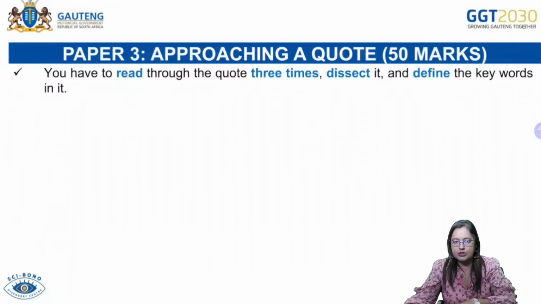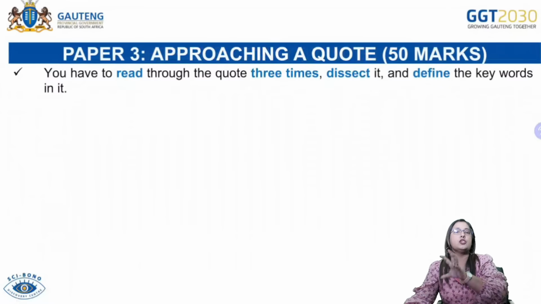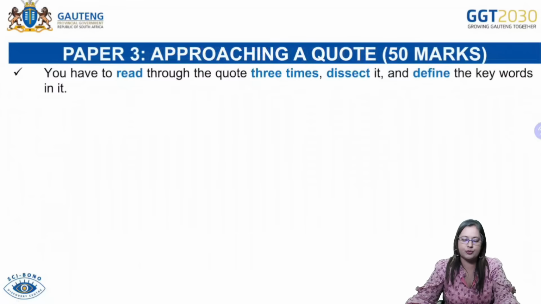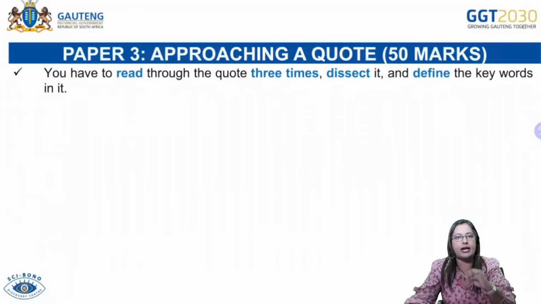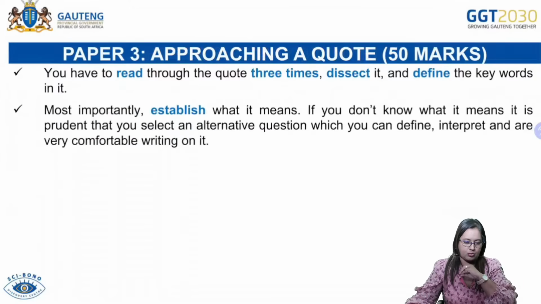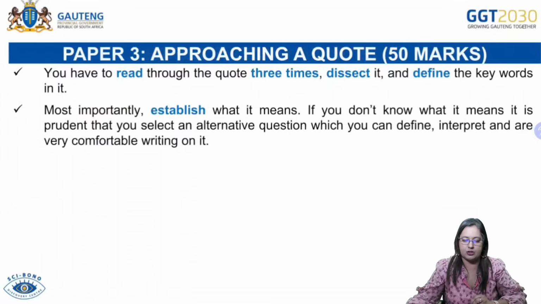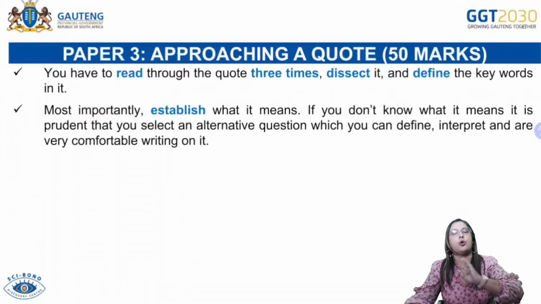Then, for example, we will also have in this paper the quote. Now, when you have the quote, grade 12s, please make sure the essay is talking about all the aspects of the quote. All right. So you have to read through the quote at least 3 times, dissecting. In other words, break it down into simpler parts for understanding and define the keywords in that particular quote. Now, when you are working with the quote, establish what is the essence of this quote. What does the examiner want me to take away from reading this particular quote? If you don't know what it means, it is very important that you don't attempt it.